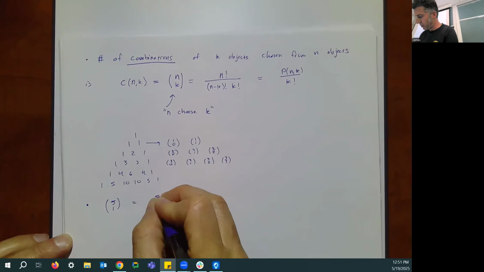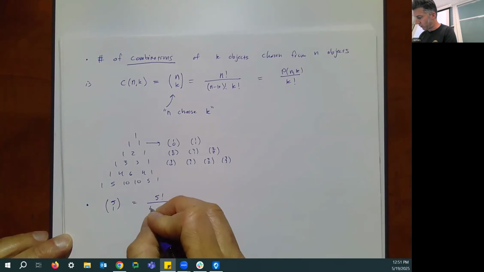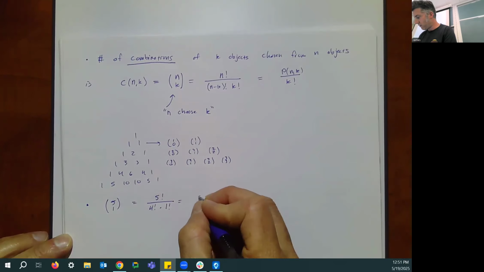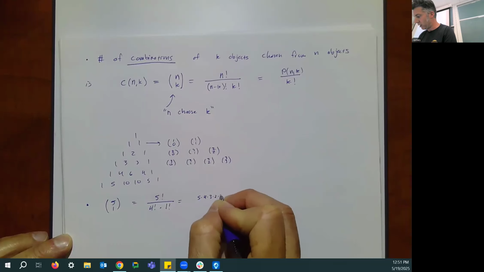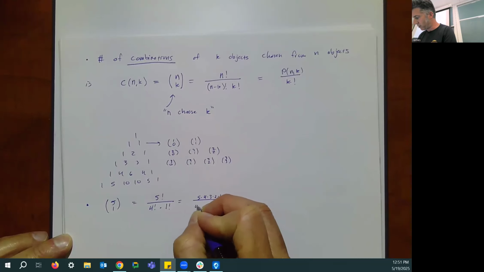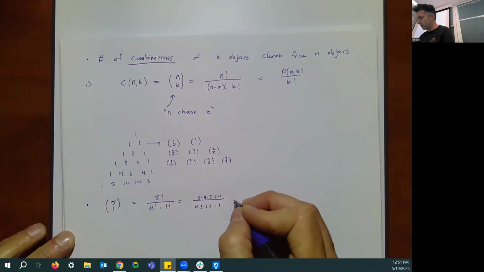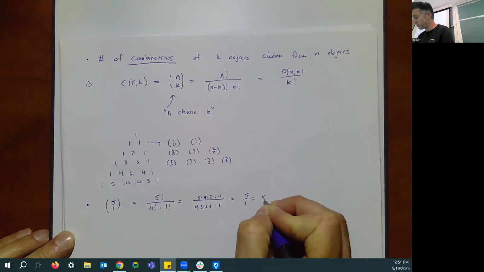It's 5 factorial over 5 minus 1, which is 4 factorial, times 1 factorial. And that's going to be 5 times 4 times 3 times 2 times 1 over 4 times 3 times 2 times 1 times another 1. And yes, everything cancels except for the 5 over 1, which is 5.